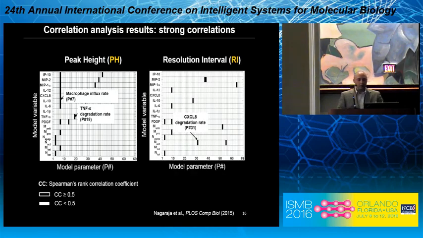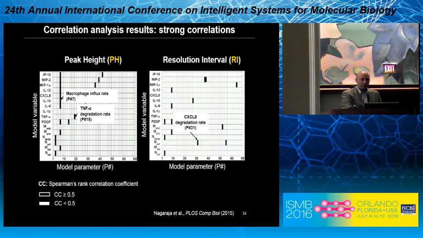Here's another example. I'm showing you the data for the resolution interval, and here what I want to point out is that the CXCL8 degradation rate was strongly correlated with the resolution interval for active neutrophils in the wound. CXCL8 is in fact a chemoattractant for neutrophils. And we know that the abundance of active neutrophils in the wound is one of the strongest initial drivers for inflammation. This tells us that the CXCL8 degradation rate is likely to be a strong modulator of the inflammation time course.